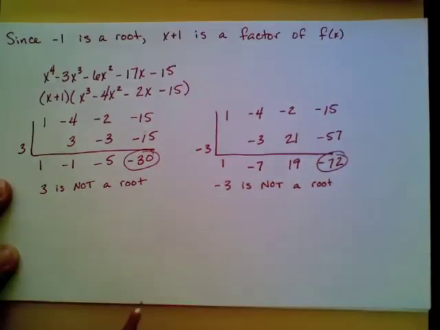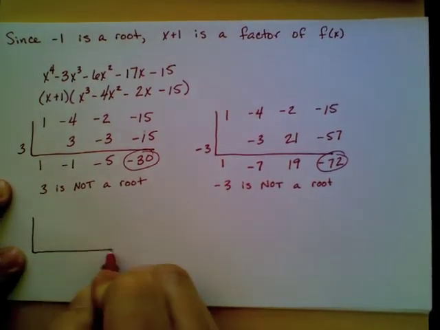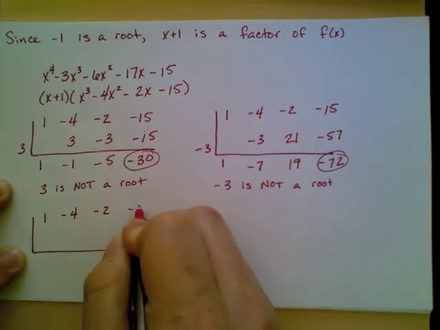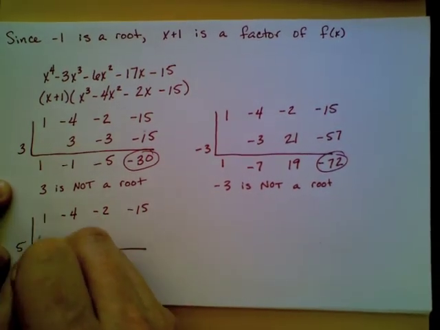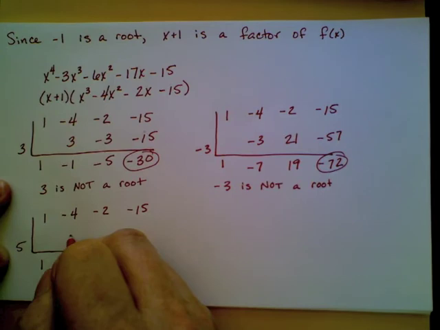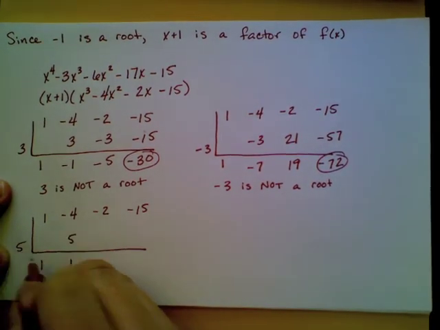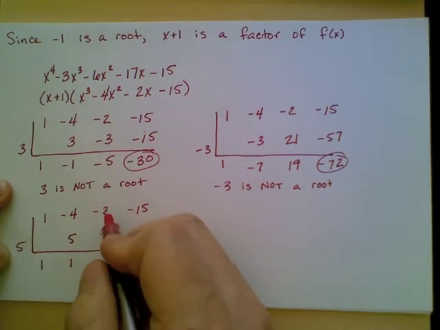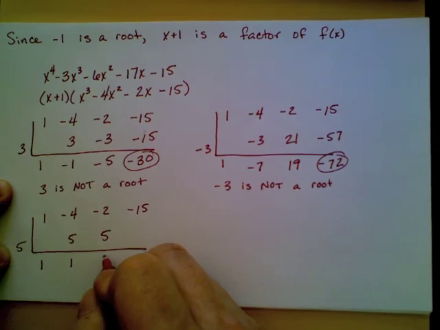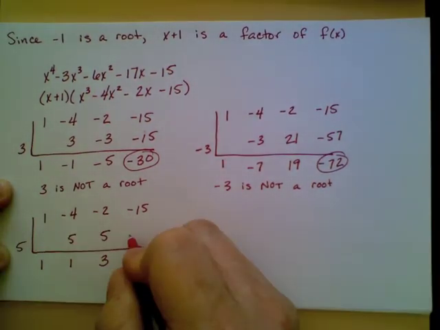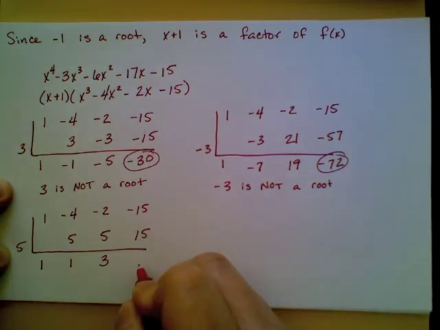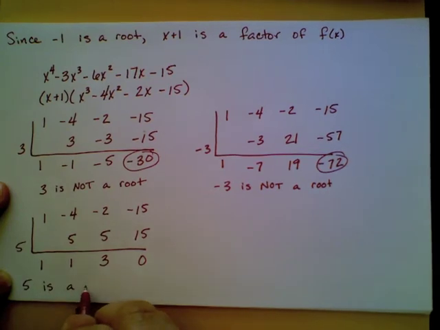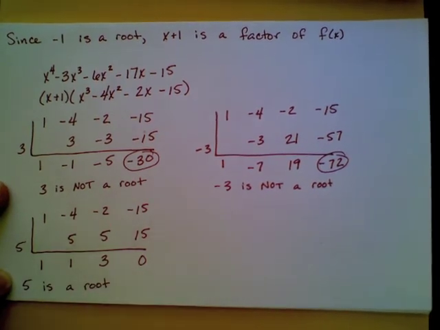So let's move on. Our next possibility is 5. So I bring down the 1. 5 times 1 is 5. That will give me a 1. 5 times 1 again is 5. Negative 2 plus 5 is 3. 5 times 3 is positive 15. When I add these together, I do get 0. So 5 is a root. Hooray, we found another root.